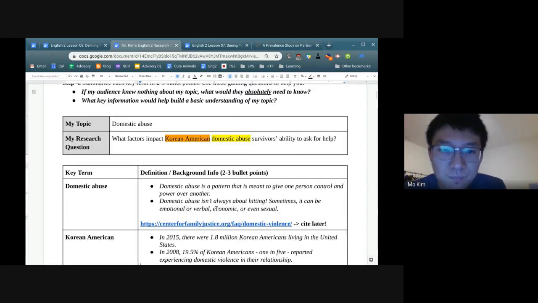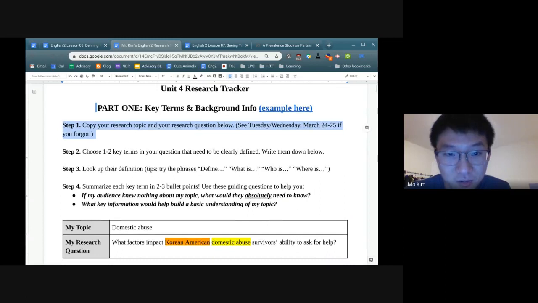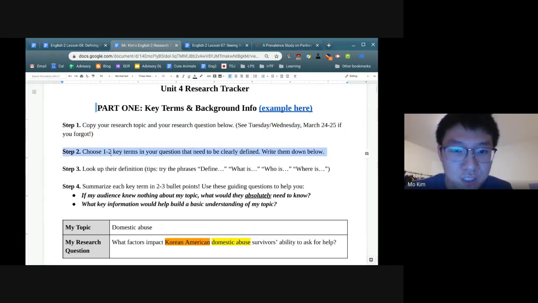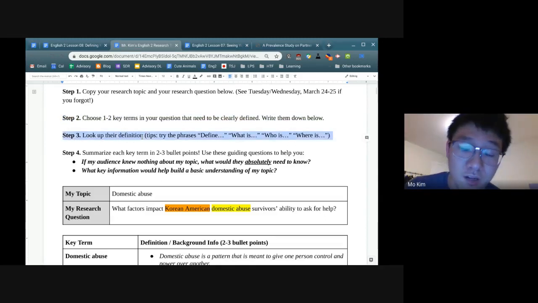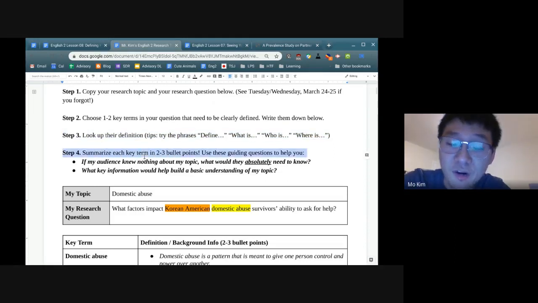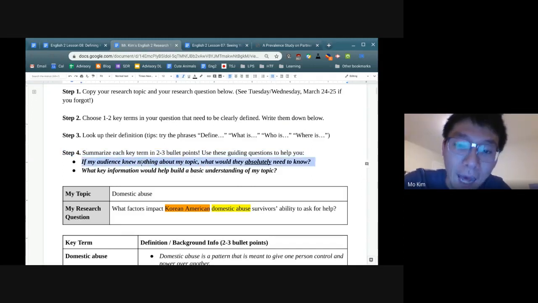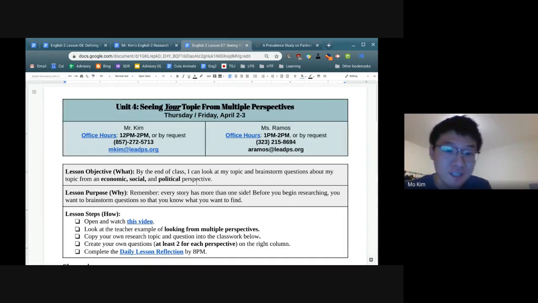All right, so as a reminder, this is really simple. You are doing 4 steps. You're going to copy your topic and question in the boxes below. You're going to choose 1 or 2 key terms in the question that need to be clearly defined. I chose 2, but you might have 1. You're going to look up their definition, using Google and research. And you're going to summarize each key term in 2 to 3 bullet points, again thinking about what your audience has to know about your topic in order to have a basic understanding of that topic. All right, so that is the lesson for today.